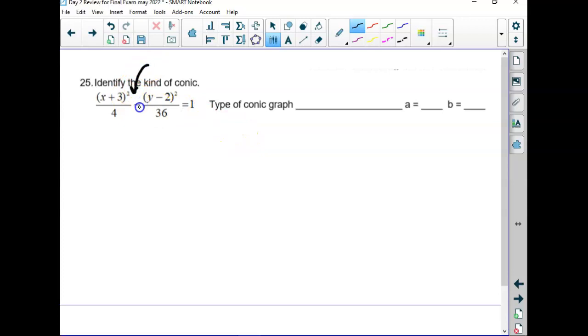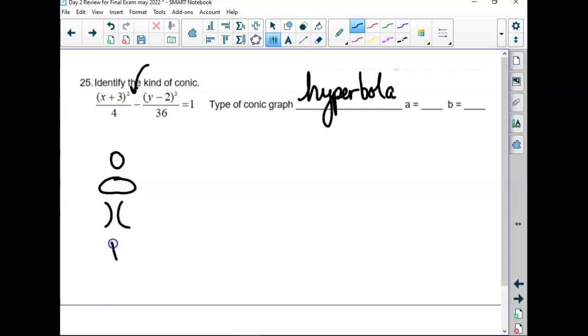Has a minus in there. What kind of conic is it? It's a hyperbola again. But the choices are circle, ellipse, hyperbola, or parabola, okay? No guarantee what it'll be tomorrow, but all it asks you to find besides that is A and B.